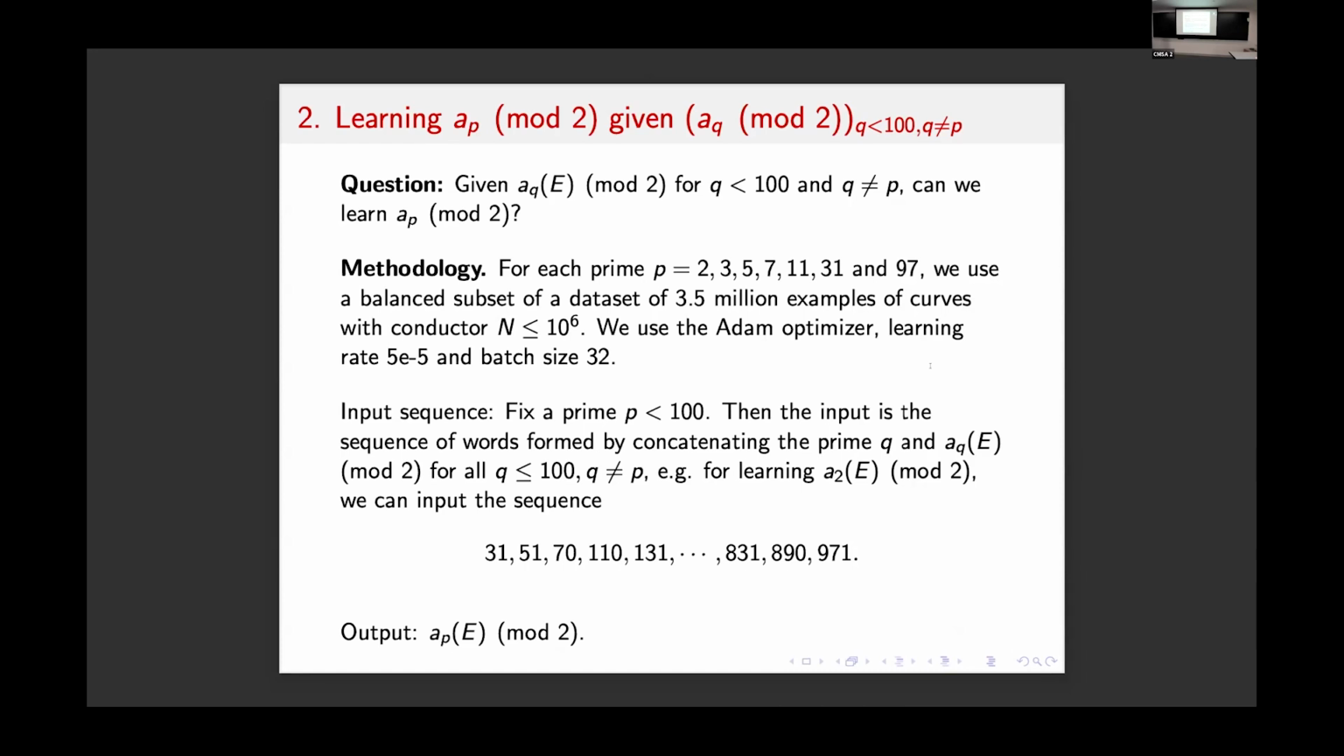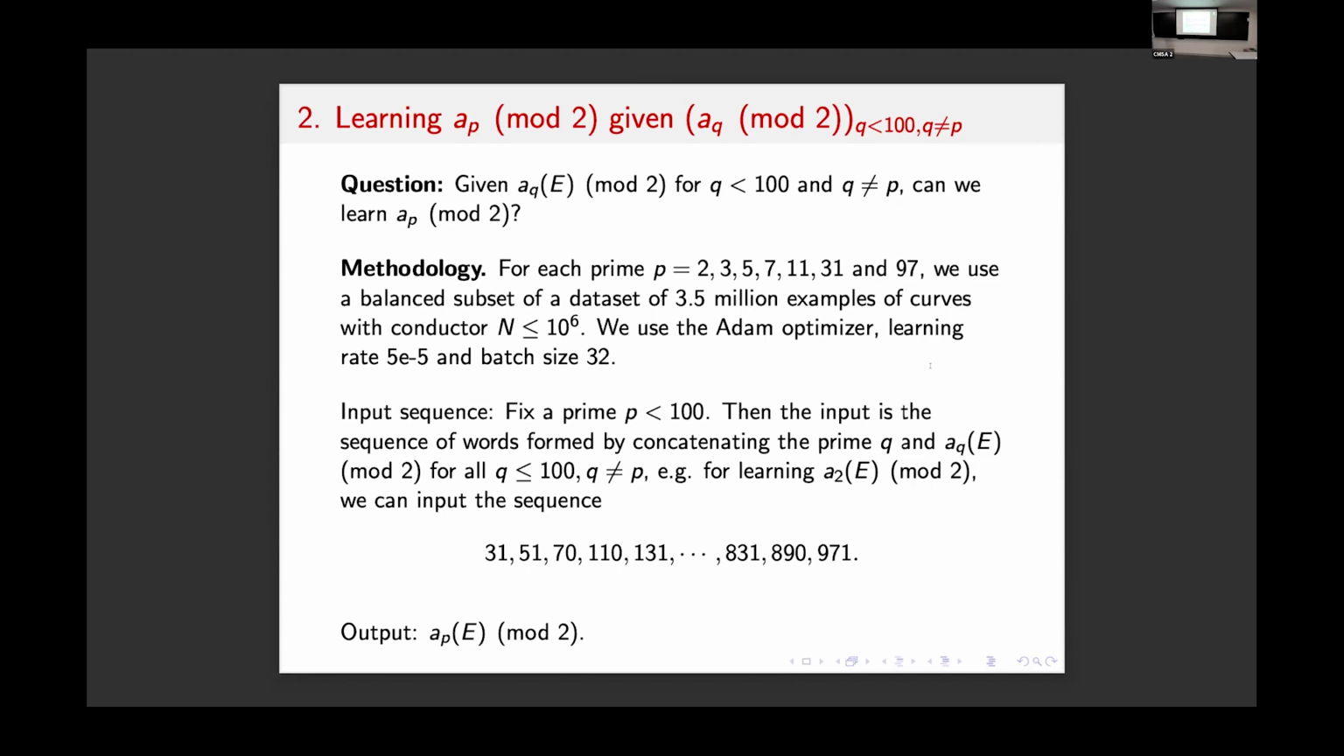The data set that we used is a data set of elliptic curves of conductor up to 10 to the 6. I didn't tell you what conductor is, but it's just one way to order the curves. This is not a complete set as far as I know, and it has 3.5 million example curves. We use the Adam optimizer. The learning rate was halved from the default, so 5 times 10 to the minus 5, and we use batch size 32.